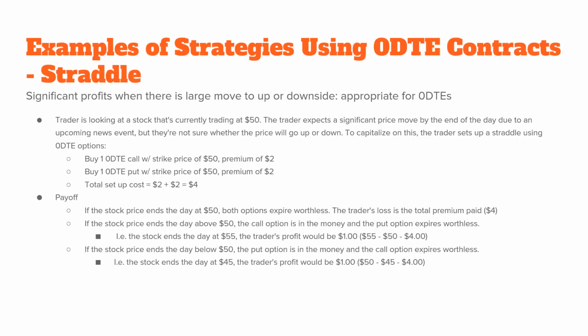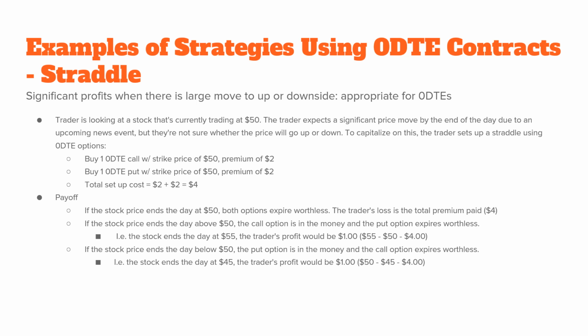So here I have an example of implementing a straddle strategy using 0DTE contracts. Let's say a trader is looking at a stock that's currently trading at $50 and they expect a significant price move by the end of the day due to upcoming news, but they're not sure whether the price will go up or down. So to capitalize on this, the trader sets up a straddle utilizing 0DTE options. They would buy a 0DTE call with a strike price of 50 for a premium of $2. The trader also buys a 0DTE put with a strike price of 50 for a premium of $2. Total cost entering is going to be $4.